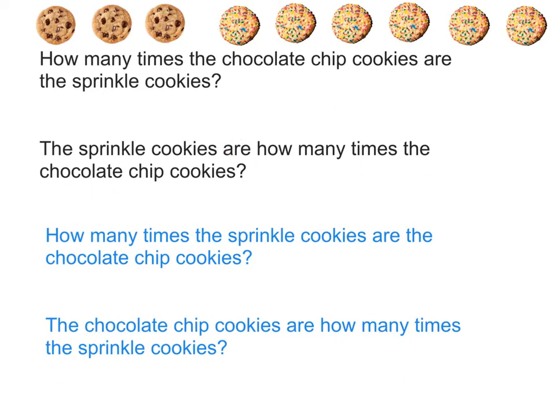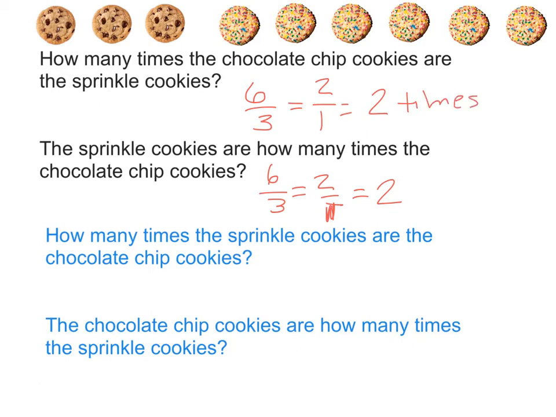In both cases, there's 6 to 3, 6 sprinkles to 3 chocolate chip cookies, or 2 to 1. They're both exactly the same question. And so in both cases, this is supposed to be a 1. In both cases, it's twice as many sprinkles as chocolate chip cookies. So if you look at the question and think logically, you're looking for what's by itself here. The sprinkle cookies is what the question is, and it's how many times the chocolate chip.